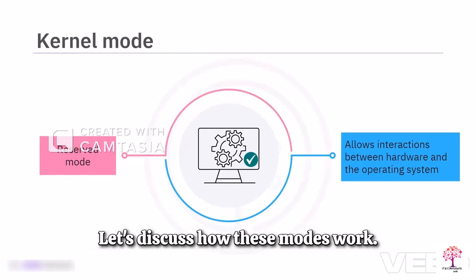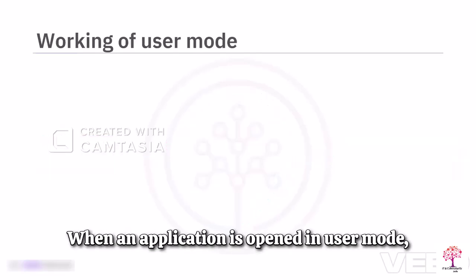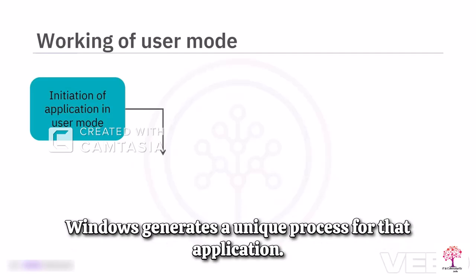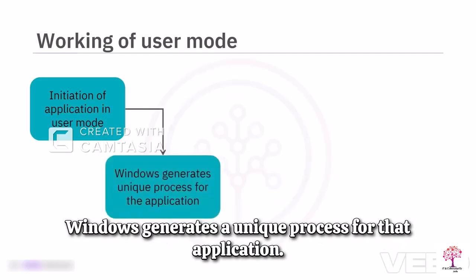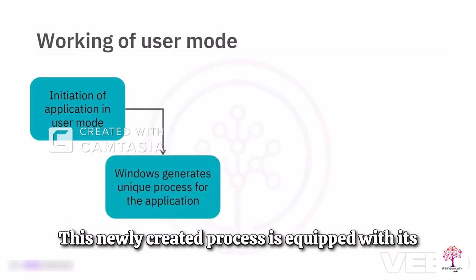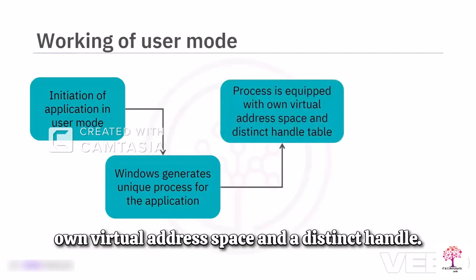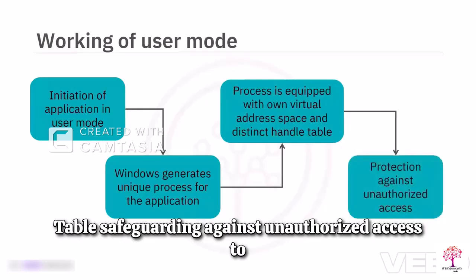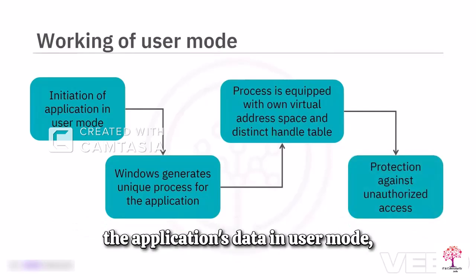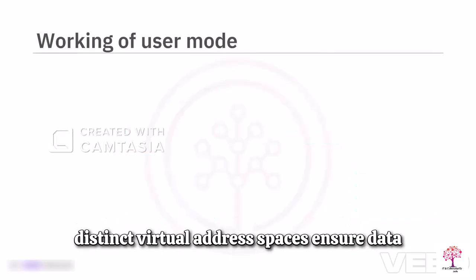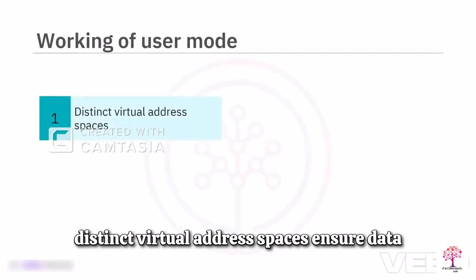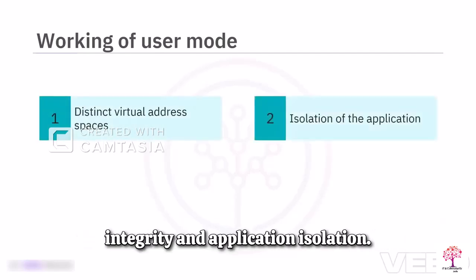Let's discuss how these modes work. When an application is opened in user mode, Windows generates a unique process for that application. This newly created process is equipped with its own virtual address space and a distinct handle table, safeguarding against unauthorized access to the application's data. In user mode, distinct virtual address spaces ensure data integrity and application isolation.